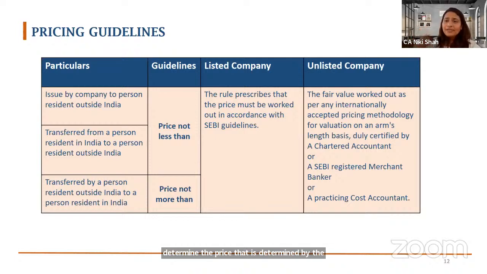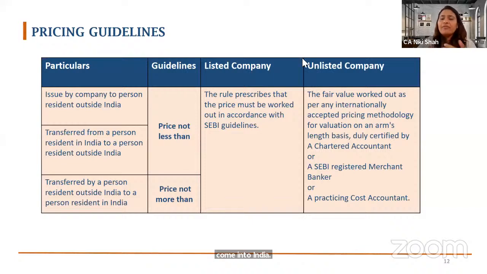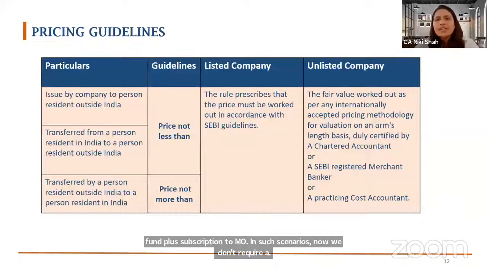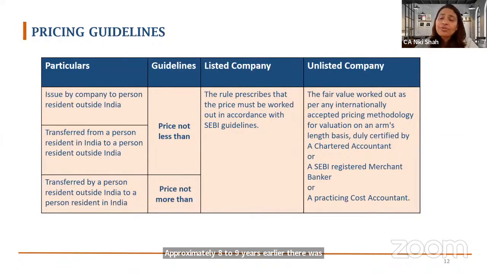If you are transferring, so first of all, what happens is the shares come into India. Now, if you are issuing the shares of a freshly made company, newly made company, then there is subscription to MOI. They are putting in the funds as subscription to MOI. In such scenario, now you don't require a valuation report. Approximately 8 to 9 years earlier, there was a need for a valuation report in that situation also. But since I think around 10 years se to RBI ne wo requirement hata diya hai, now you don't need a valuation report where in the funds are coming in as a subscription to the MOI.